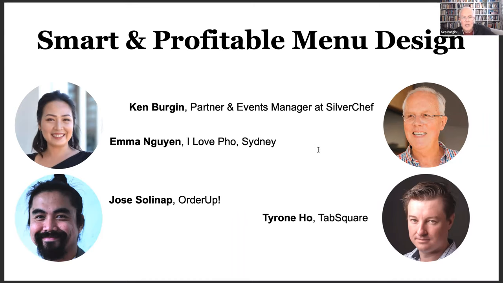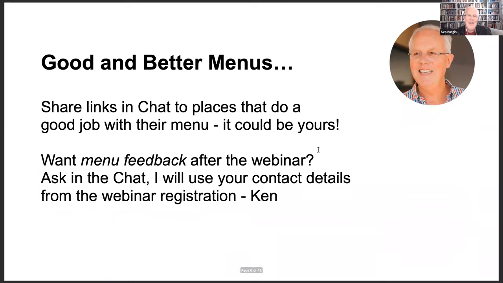Jose and Tyrone, two good colleagues of ours, both offer menu systems, ordering systems through kiosk or phone or website, and they're able to give us a kind of helicopter view of what smart operators they work with are doing, because that's what we want to hear. What are the clever people doing? We see enough people making mistakes. We want to hear about the clever ones. Anyway, just an offer for you as well.